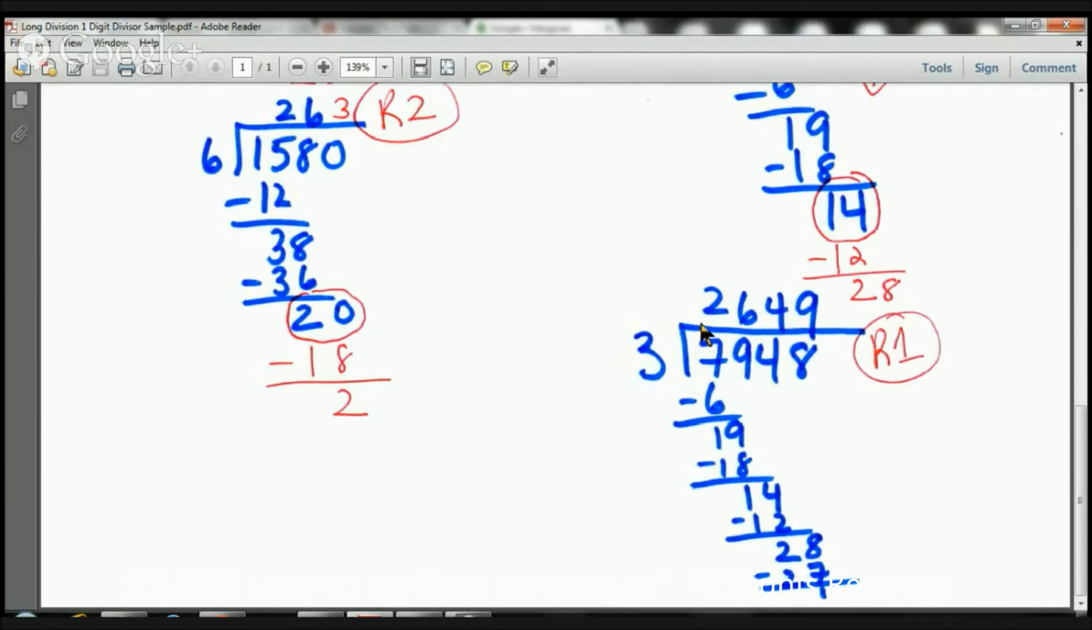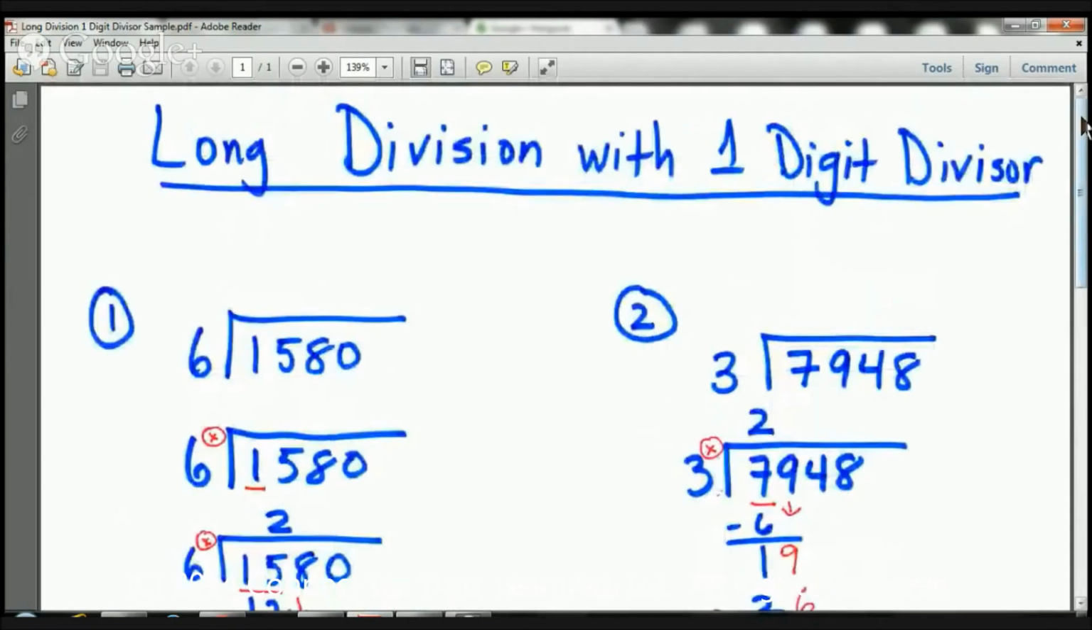So the answer is 2,649, remainder 1. I've got 1 left. And that's pretty much it, boys and girls.